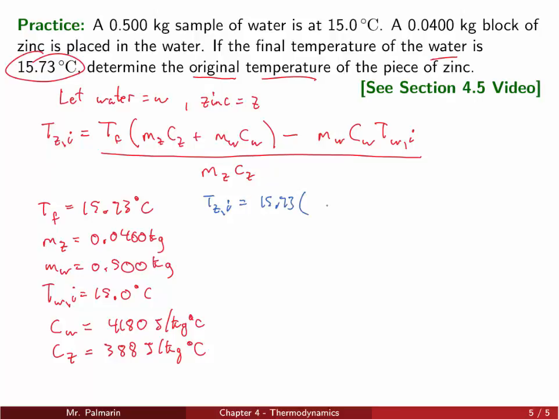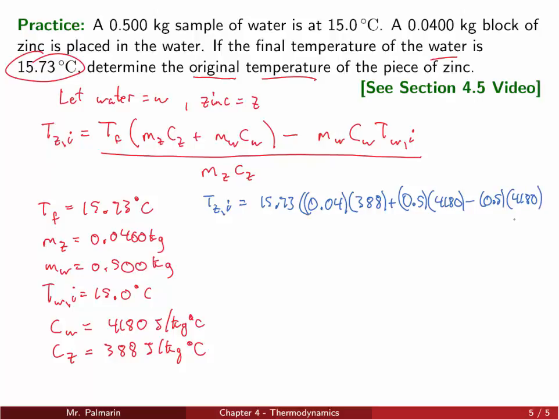So yes, I am plugging this in. 0.04. I'll just forget about those two other things. Times, whoa, gotta make a bracket here. Times 388. We're gonna run out of room. This is not good. This is not good at all. Oh boy. A tragedy. Times 0.5 times 4180. Yeah, definitely ran out of room. I'm just gonna put this one underneath.